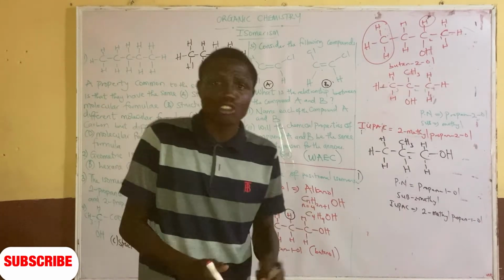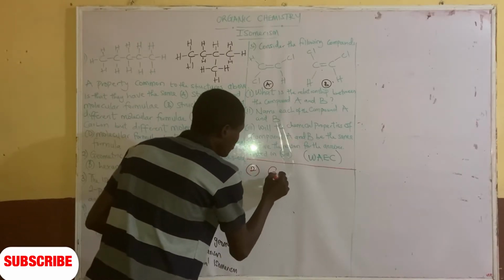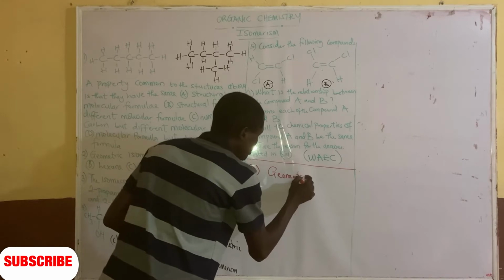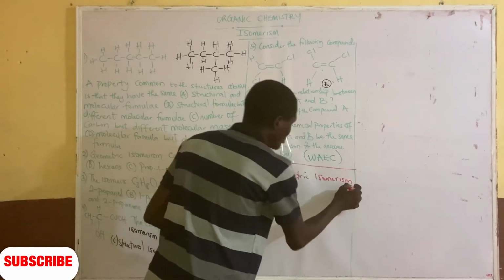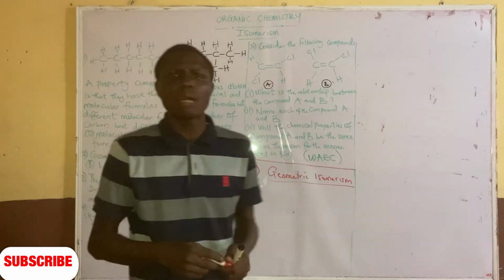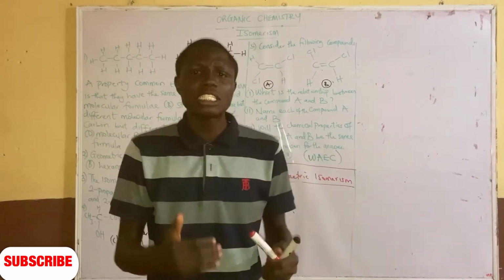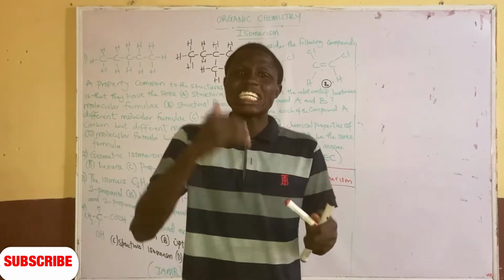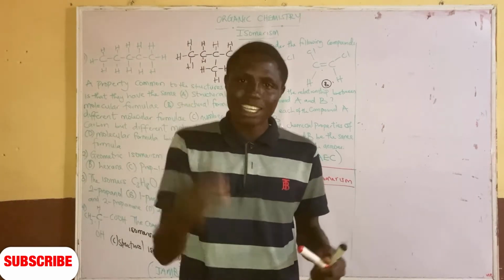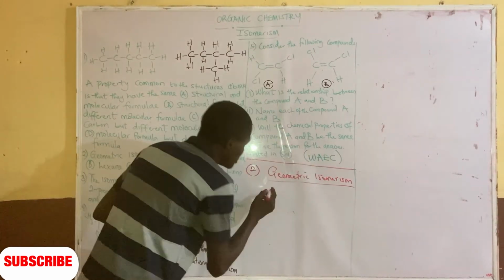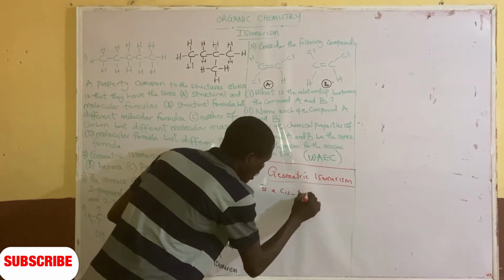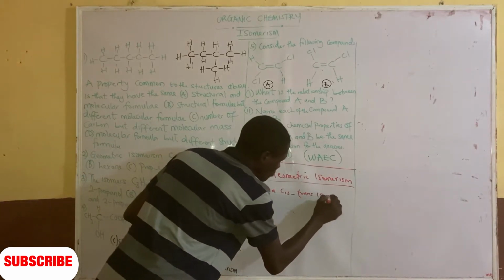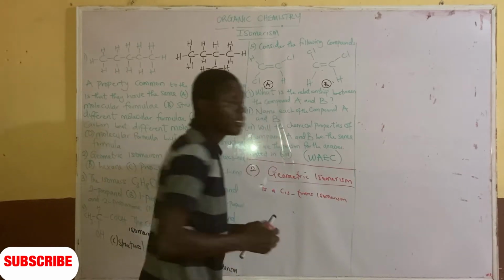That is positional isomerism. The second type of isomerism we are having is geometric isomerism. What do you mean by geometric isomerism? Geometric isomerism is a cis-trans isomerism.